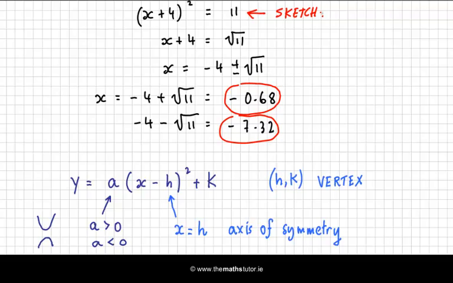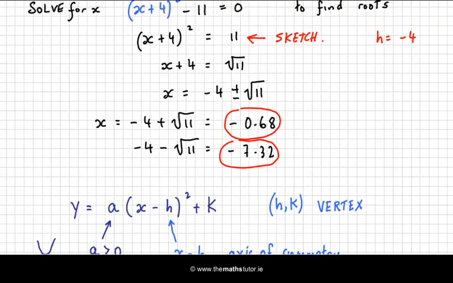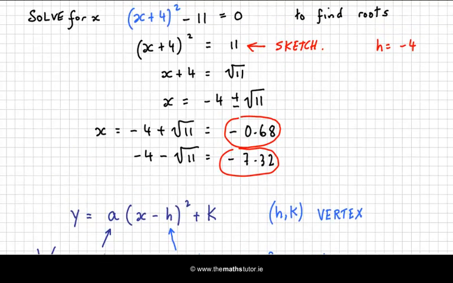And okay, so what have we got? The h is minus 4. So h is equal to minus 4 in this case. And what else do we know? H is minus 4. And the k, sorry, I should move up to here. K is minus 11. So our vertex is minus 4, comma, minus 11.